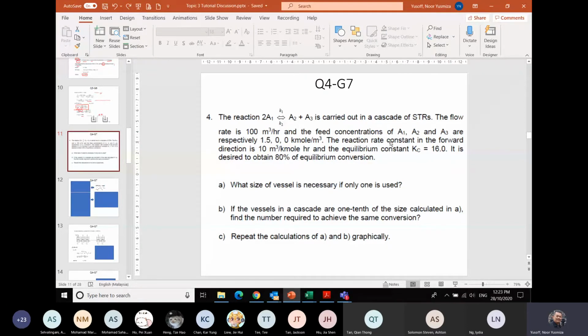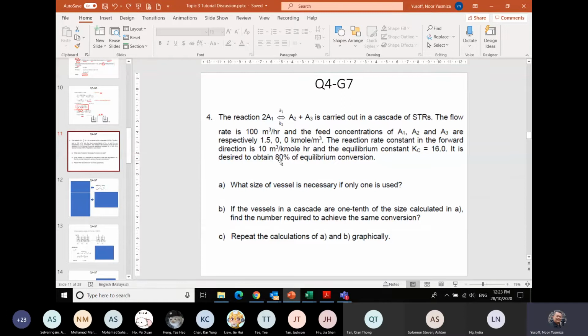You are given the forward rate constant as 10 meter cube per kilomole per hour. Just remember that if you're given a rate constant with these units, then definitely this is a second order reaction. I've shown you how to determine the second order rate constant units, so make sure that you refer back to our previous discussion. And then Kc was also given as 16.0.